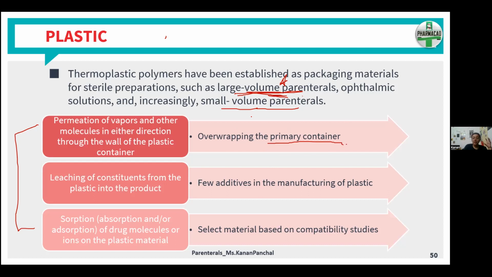Then there is leaching of the constituents from the plastic, and you also have coated plastics. You further coat it, maybe on the inside also, outside also. Then there is leaching of the constituents from the plastic into the product. Obviously, leaching, I told you, happens in glass also, here also. Understand? What is the difference between permeability, this point, and this point?